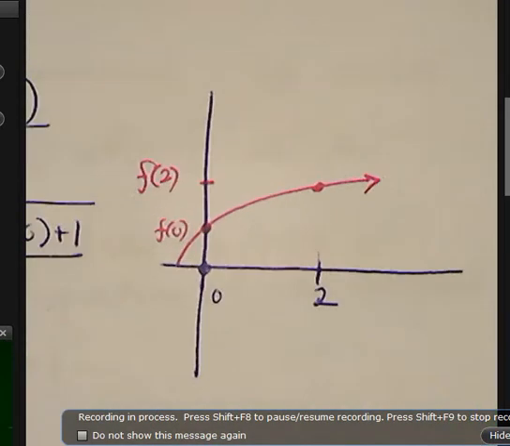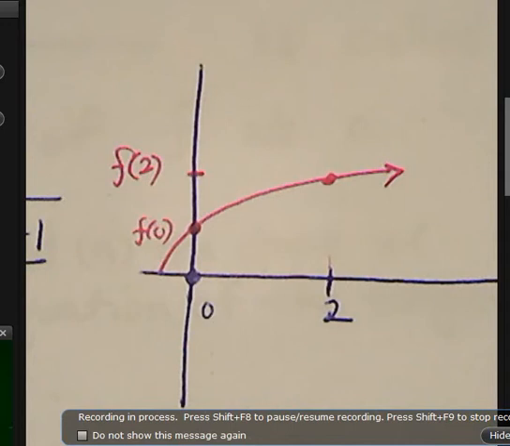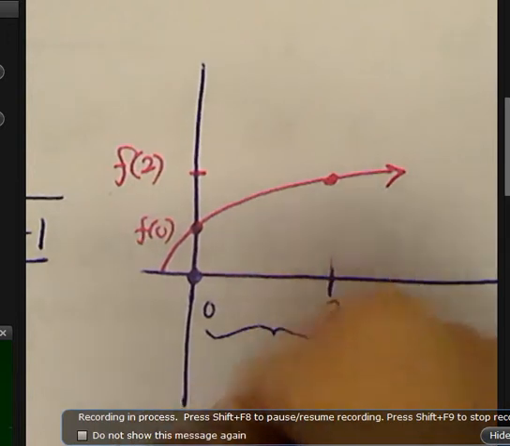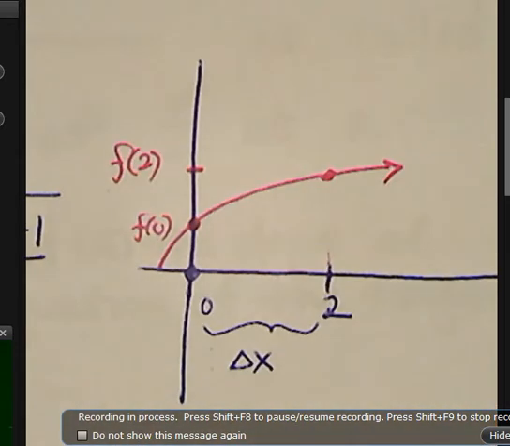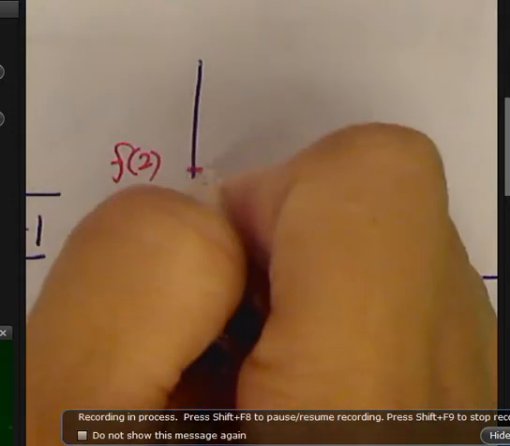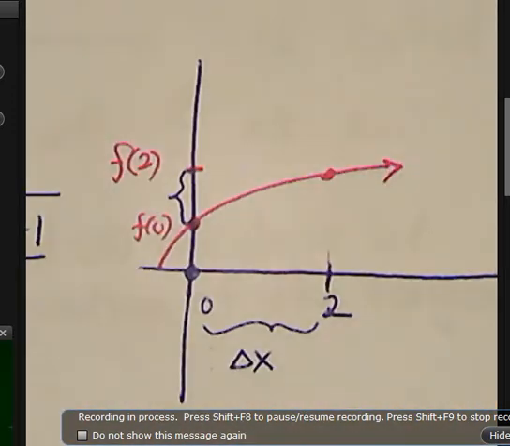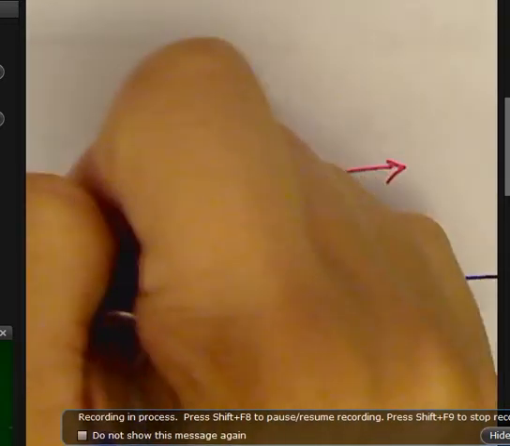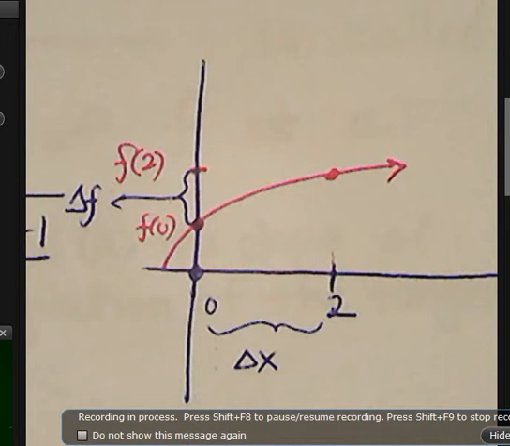Okay. Now, what does this represent? Right here, this is my change in x, right? My delta x. And this over here is my change in y, or change in f. So when we divide change in y, or f, over change in x, like you said earlier, what is that actually? So basically the average rate of change is pretty much the slope, right?